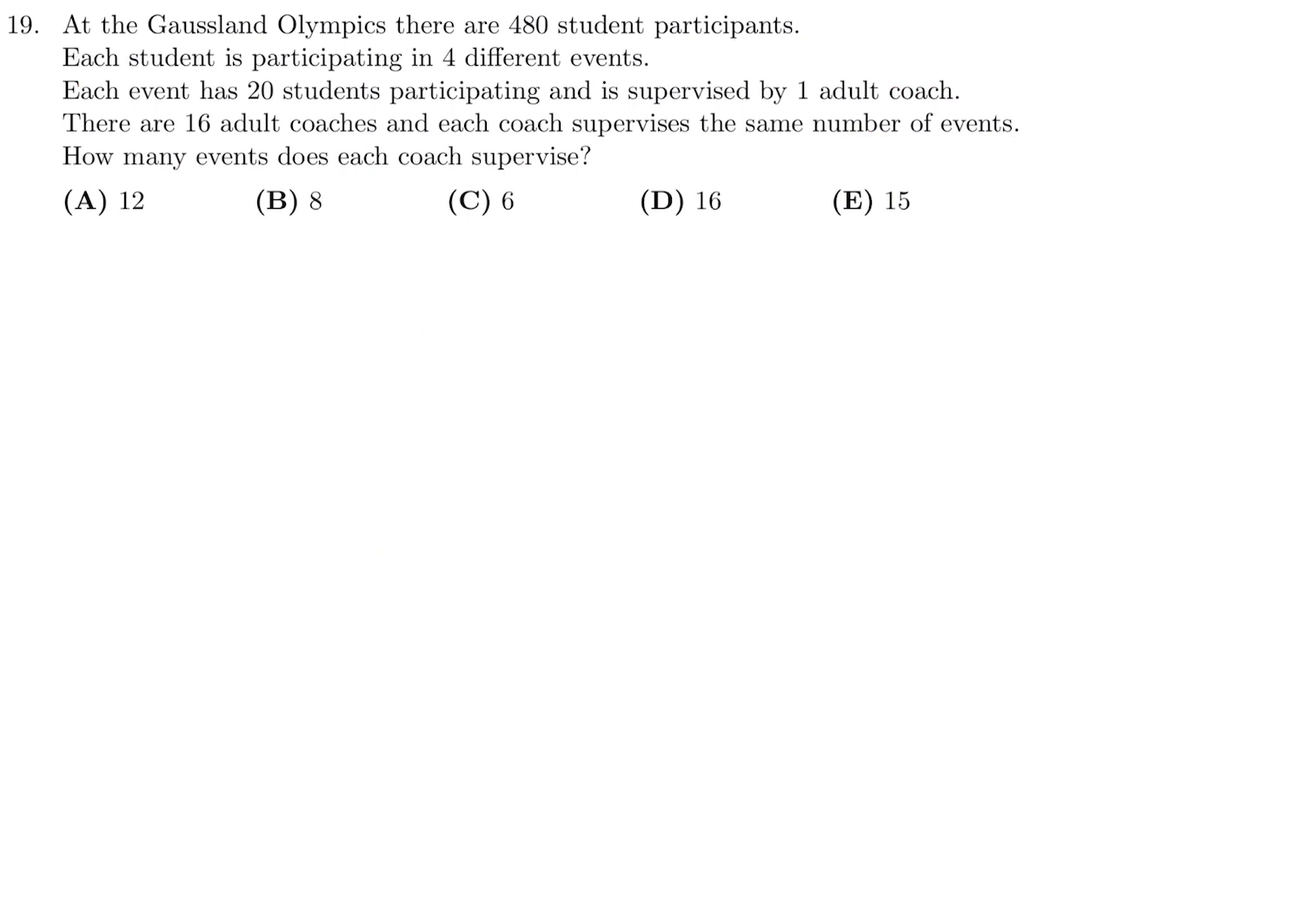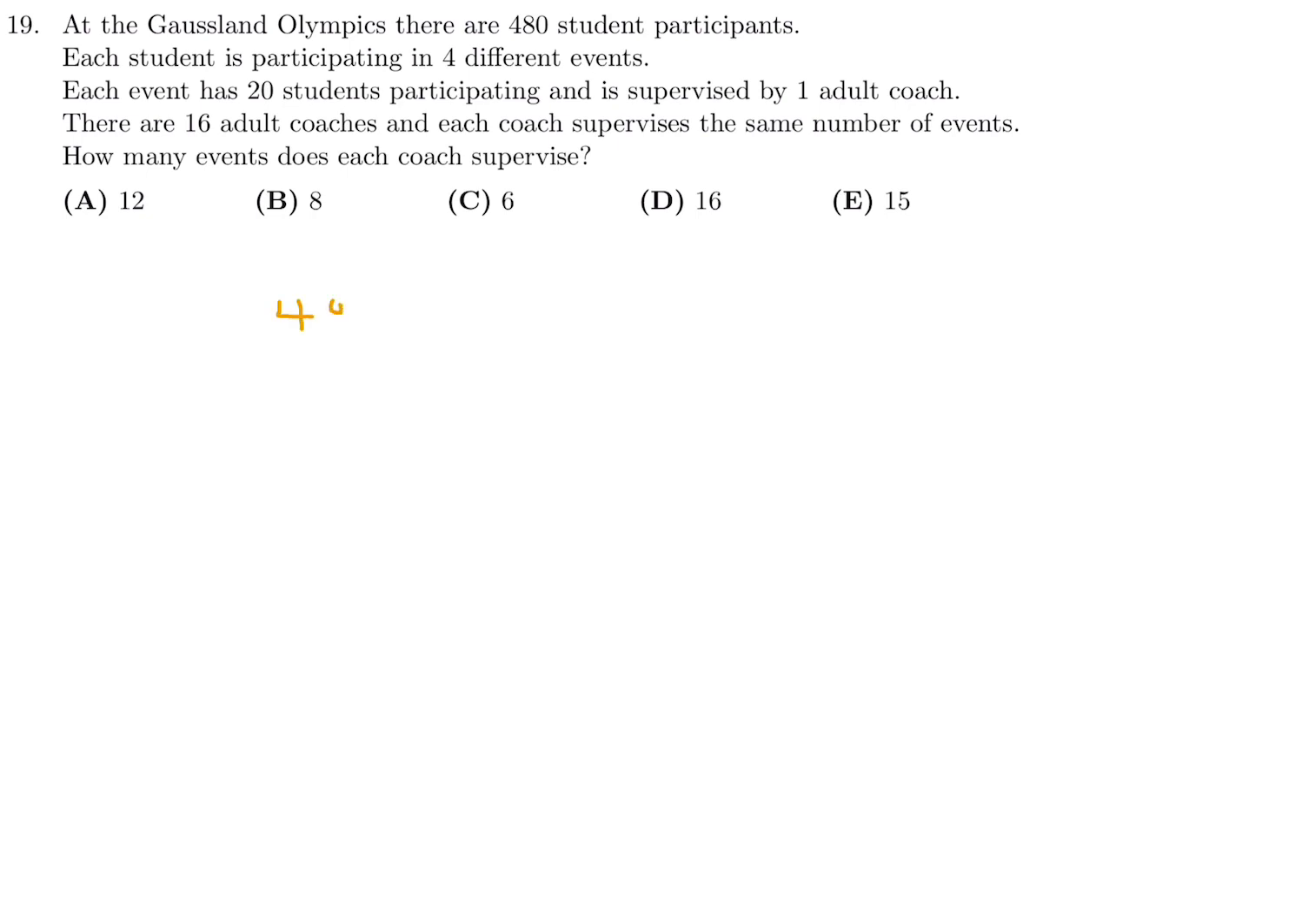At Gauss Land Olympics, there are 480 student participants. Each student is participating in 4 different events. Each event has 20 students participating and is supervised by one adult coach. There are 16 adult coaches, and each coach supervises the same number of events. How many events does each coach supervise?